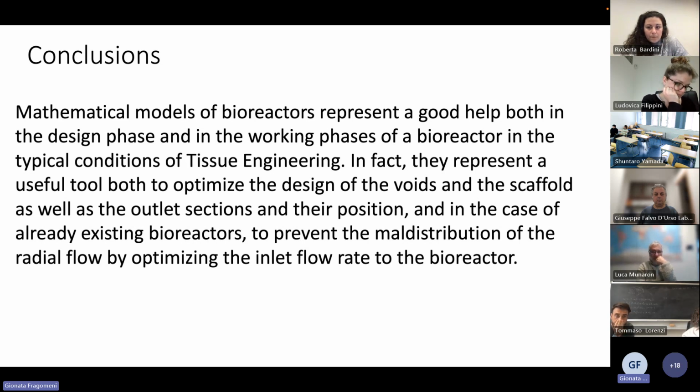And in case the bioreactor already exists, is realized, we can predict the mass distribution of the radial flow by optimizing the inlet flow rate to the bioreactor.